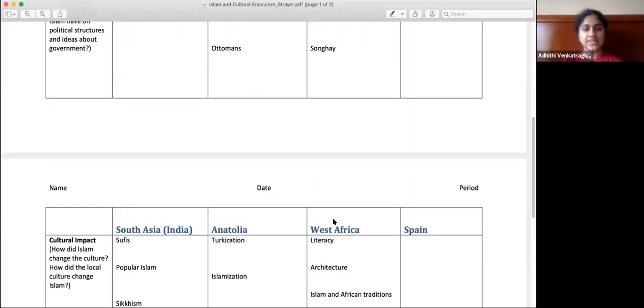So if you remember last week, I assigned some homework. It was a table that you were to fill out regarding the spread of Islam, the interactions between Islam and the rest of the world. Let me get it open. Okay, this is what the table looked like.